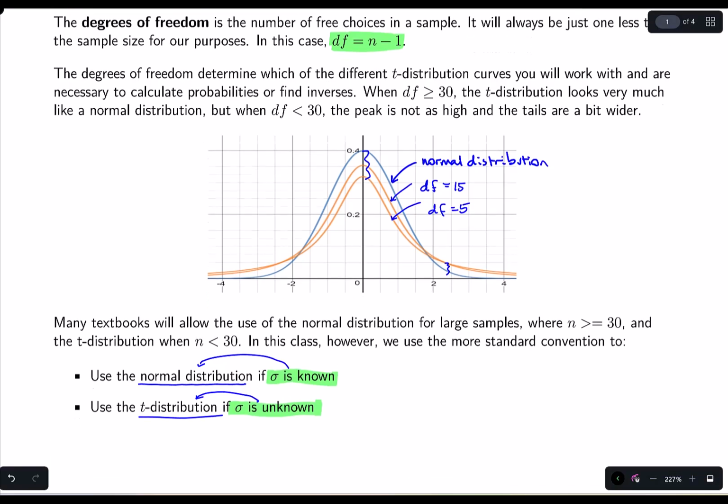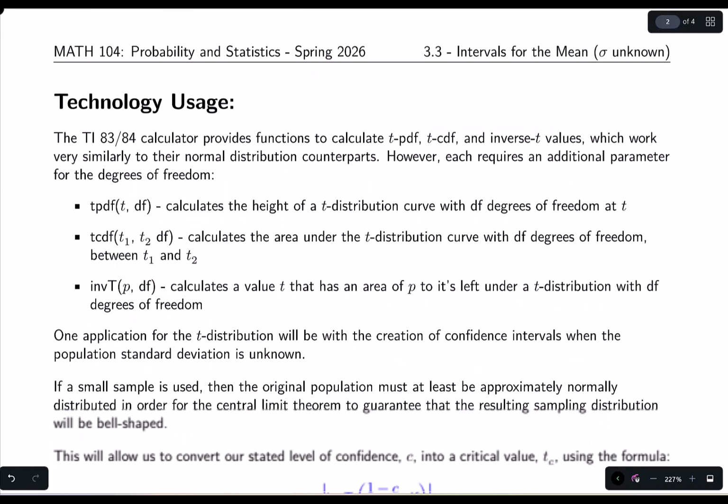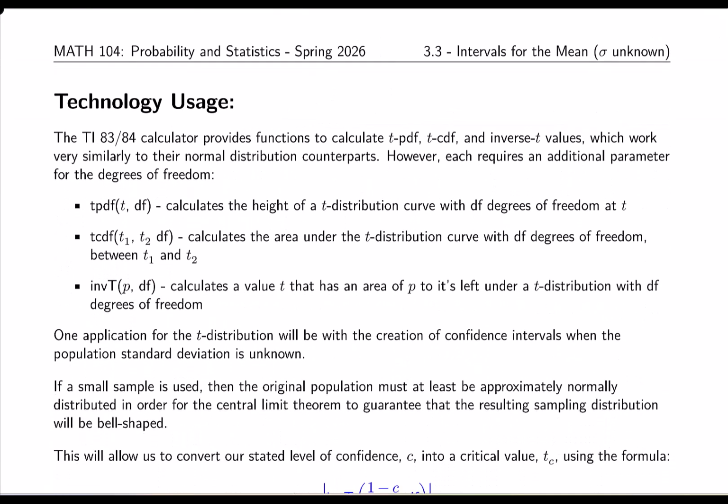All right, so then how does the technology that we have work in terms of t-distributions? Well, surprisingly similar to how normal distributions work. In fact, on the TI-83 and 84, it's almost identical. So for instance, you have three functions available: tPDF, tCDF, and inverse t, all available in your TI calculator.